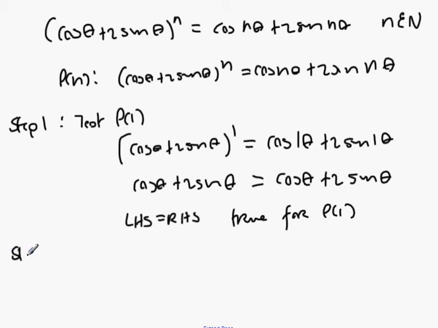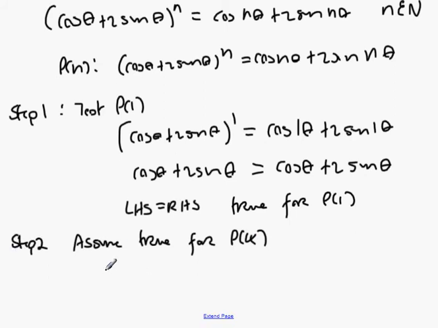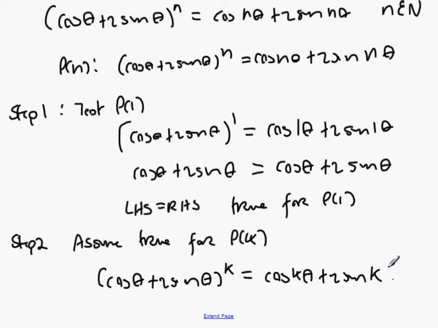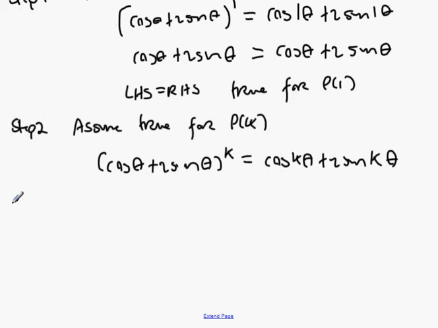Now, step 2: assume true for P(k). To assume true for P(k), you just rewrite the original except replace n with k: cos k theta + i sin k theta. Everybody happy enough with that? Okay, step 3: prove true for P(k+1).